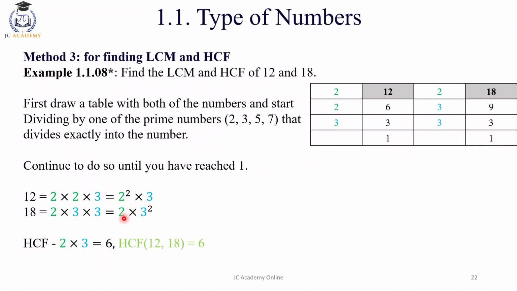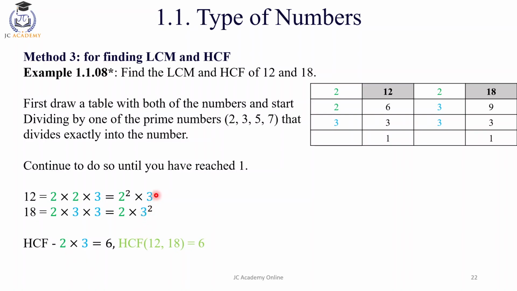So let's just look at 2. 2 appears twice for 12, but only appears once for 18. So we only write once because 2 goes into both. There are 2 lots of 2's there and 1 lot of 2 there. Therefore, 2 is going into both of them at least once. So we write down 2 here.